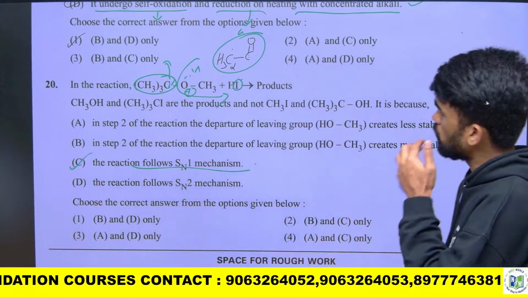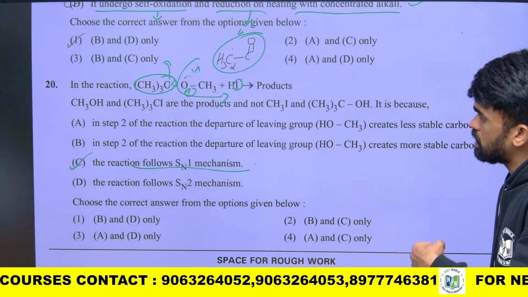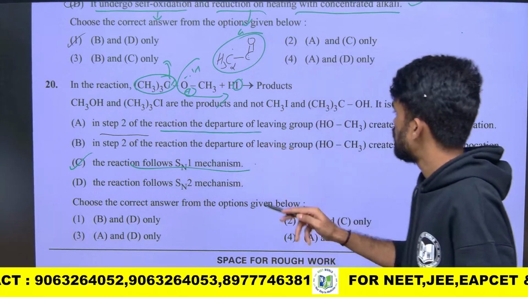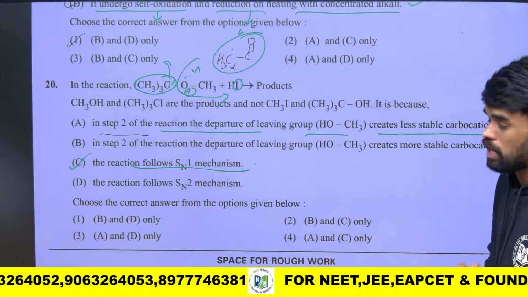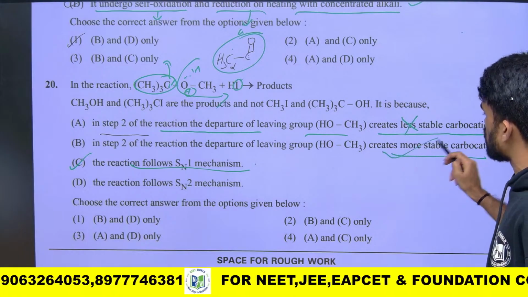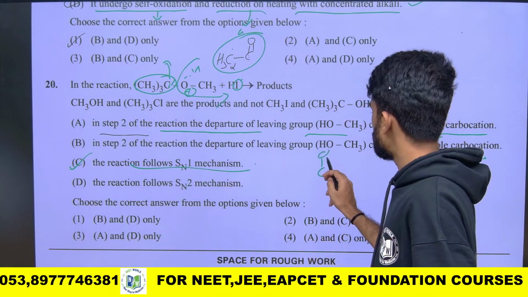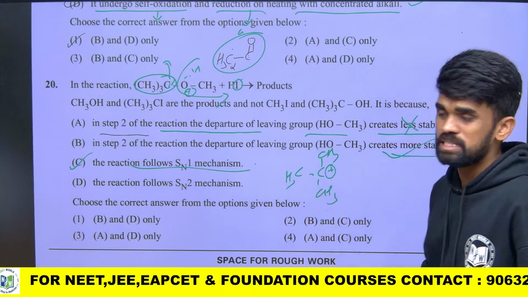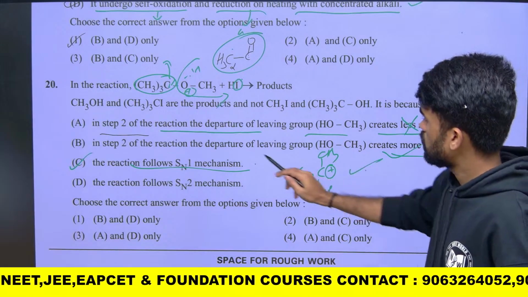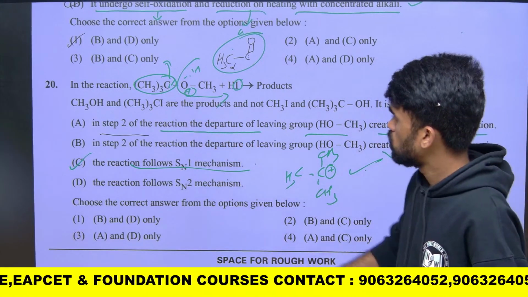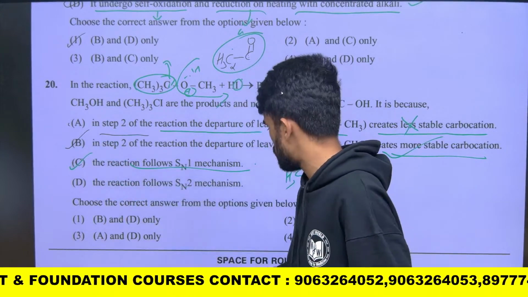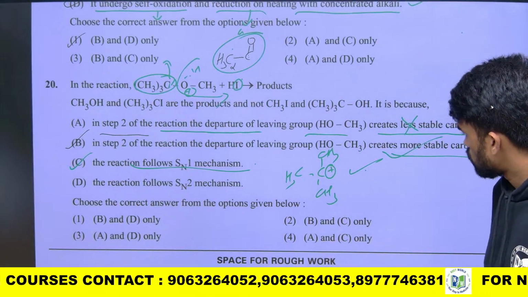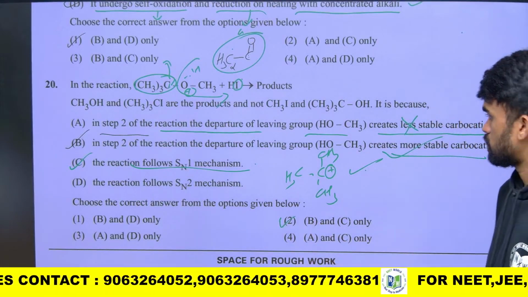This is correct. And in step 2 of the reaction, departure of the leaving group creates a less stable carbocation? No, it creates a more stable carbocation. Tertiary butyl carbocation, which is highly stable, right? So this is created here, which is the more stable one. So C, B are correct, not A. So where do we have C, B? Option number 2. That's it.